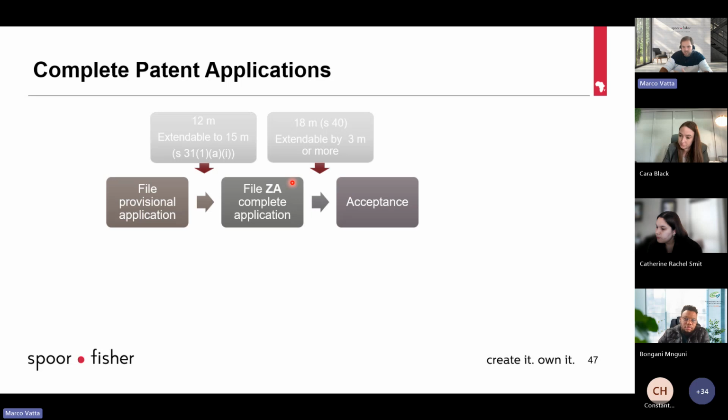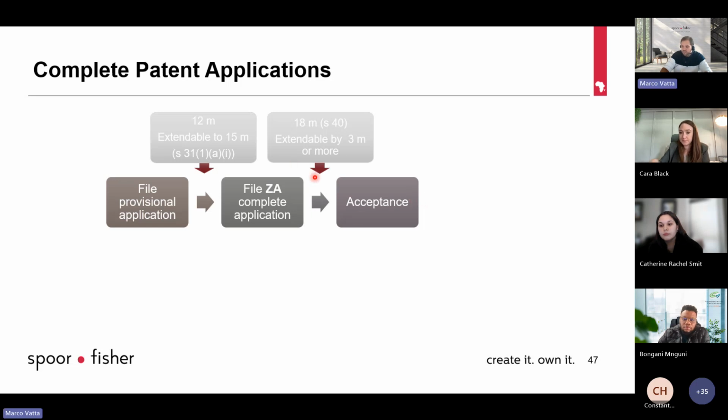There might be some additional requirements as well that are outstanding relating to that specification, to that application, that needs to be considered and addressed. And as I said, that needs to be dealt with within 18 months. If it is not dealt with in that 18-month period, the Patent Office will deem that application to have been abandoned.